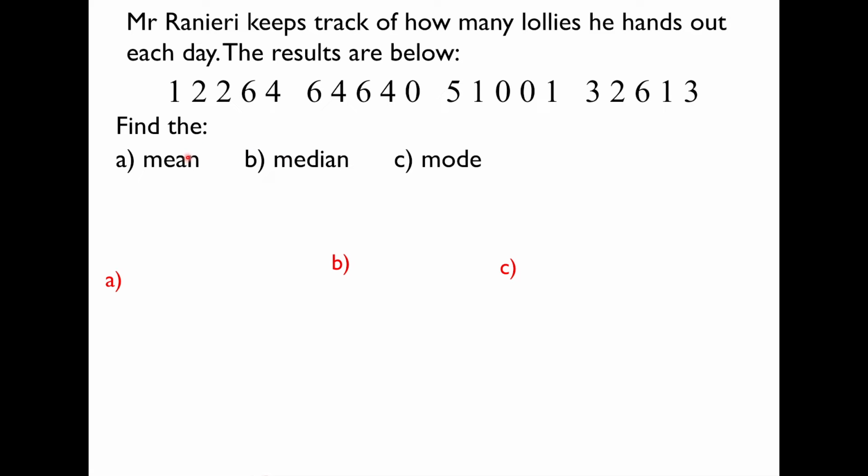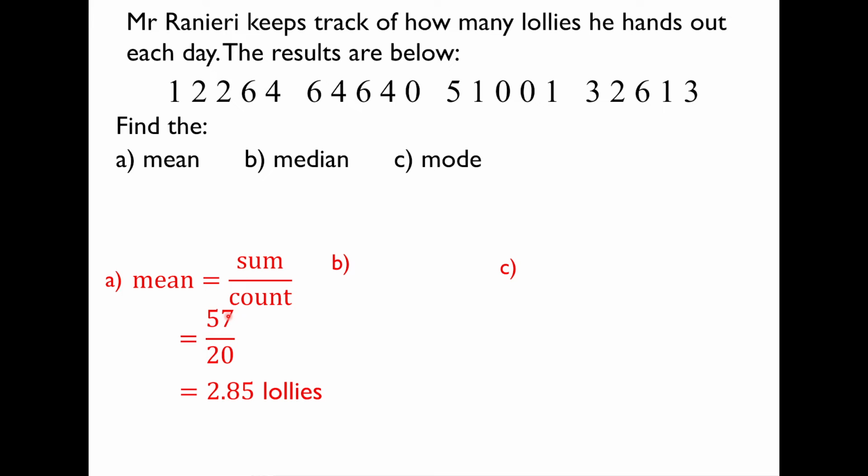The first task is to find the mean. The mean is the sum divided by the count. What's the sum of these numbers? The sum is 57. 1 plus 2 plus 2 plus 6 and so on. The count is how many there are, and there are 5 in this group, 10, 15, 20. So the mean is 57 divided by 20, which is 2.85 lollies. Notice that I've used an equal sign rather than approximately equal because it really is exactly that. I didn't have to round it off.